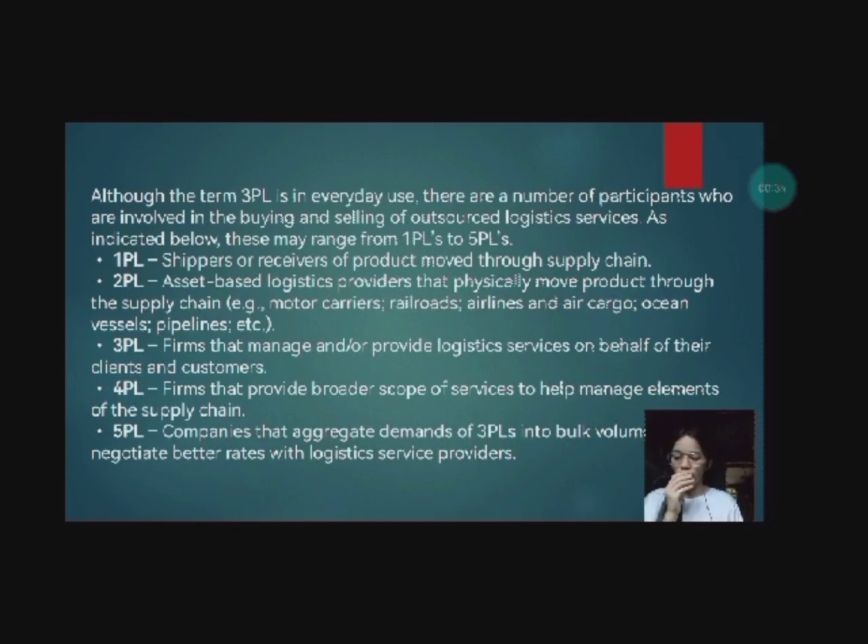So, 1PL or first-party logistics refers to companies that send or receive products in the supply chain. For example, a manufacturer shipping goods to retailers.